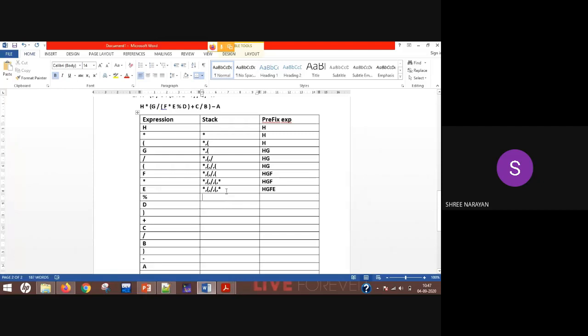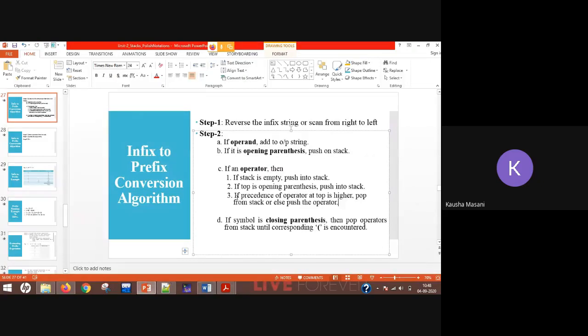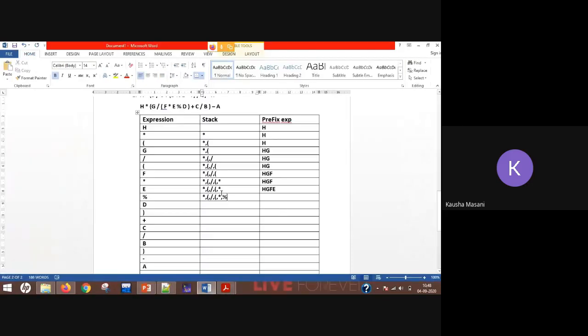Star, opening parenthesis, divide, opening parenthesis, and multiply and modular sign. Correct. Why? Because modulus has the same precedence. I mean, the star has the same precedence as modulo. So it is not having higher precedence. Here, if the precedence of the operator at the top is higher, then pop from the stack. But it is not higher, it is the same. So it is going to go here only, nothing to be done. As it is. HGFE. Okay, now this remains as it is.